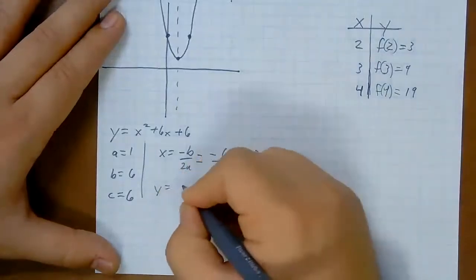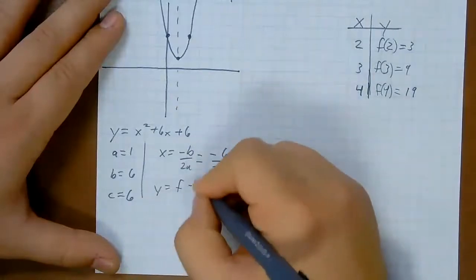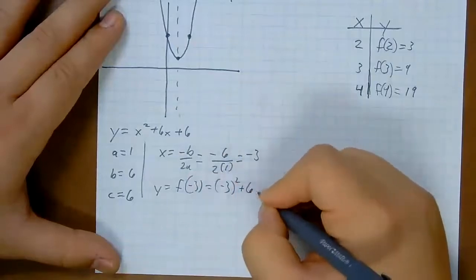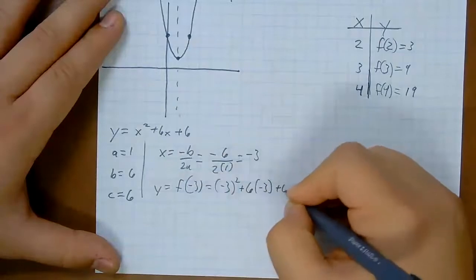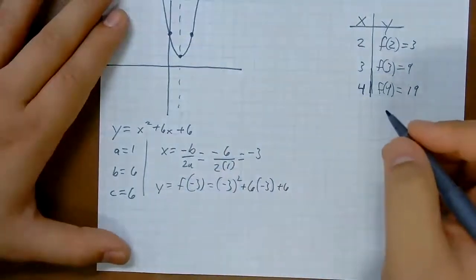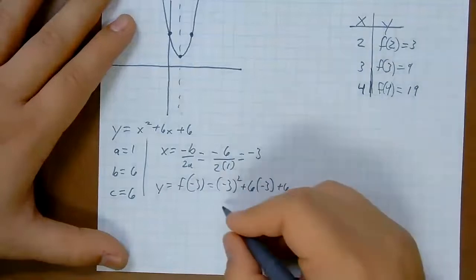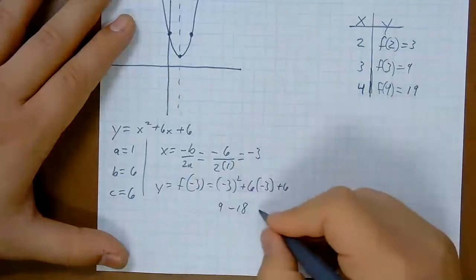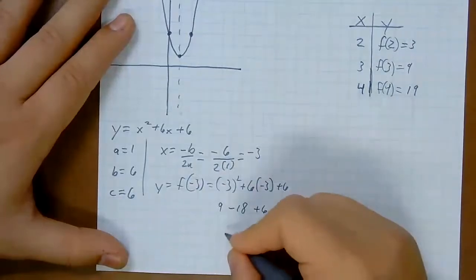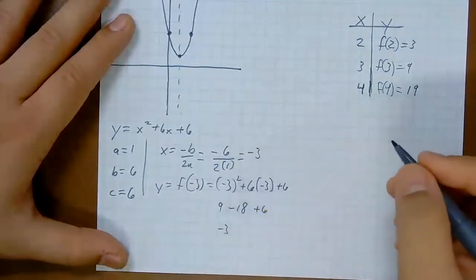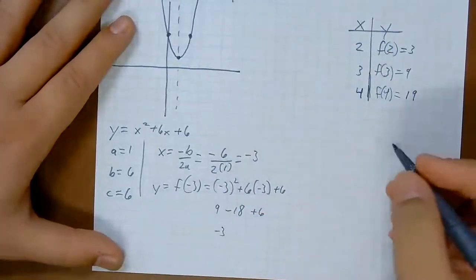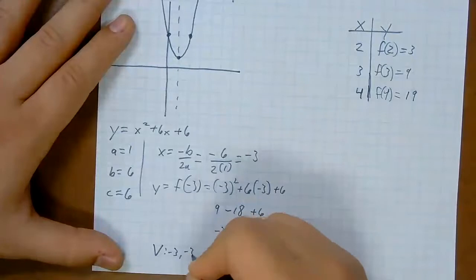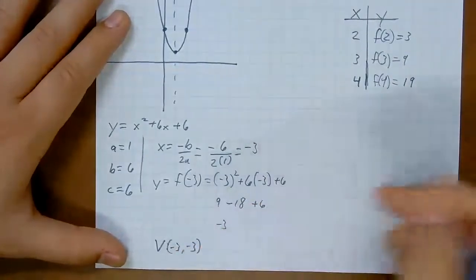We're going to plug that in for y. y equals f of negative 3. So that's negative 3 squared plus 6 times negative 3 plus 6. So it's 9 minus 18 plus 6, which equals negative 3. So we have the ordered pair negative 3, negative 3 as our vertex.